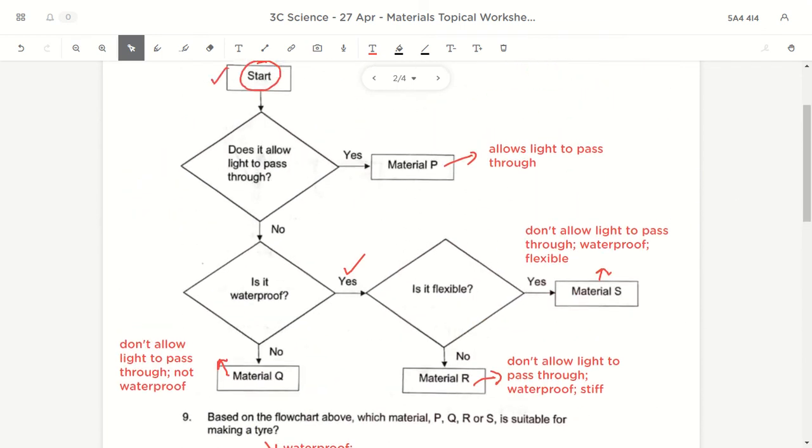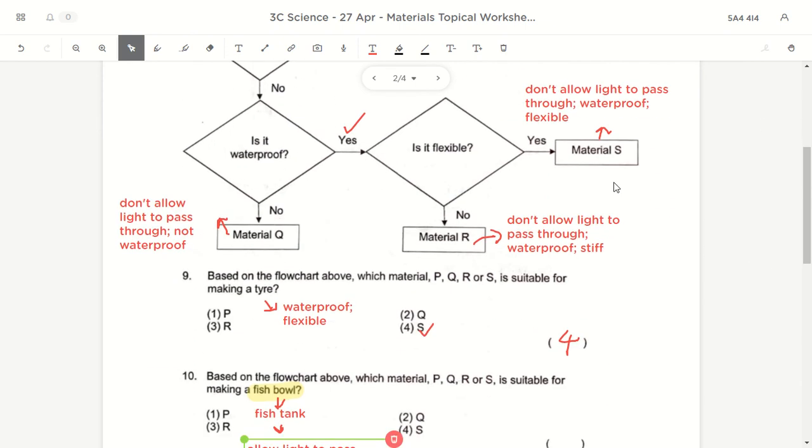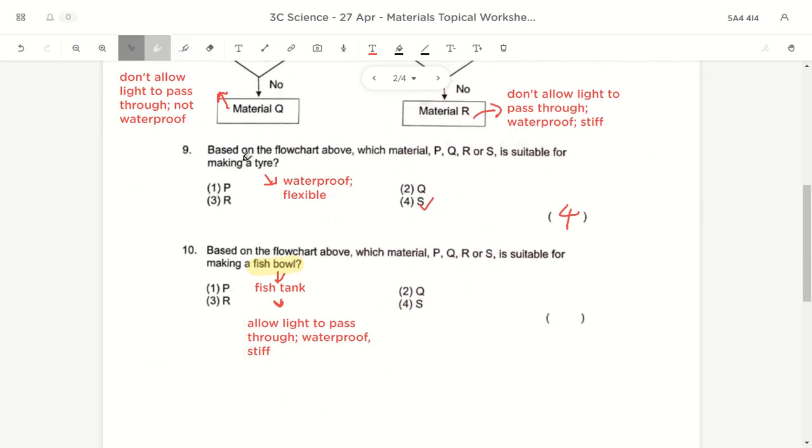So let's go from the start. Fishbowl, I need light to pass through, yes, so it must be P. So the answer is P. So the answer is 1. Because for a fishbowl, most importantly, it must allow light to pass through. That's why it has to be transparent. So it has to be P, which is answer 1.